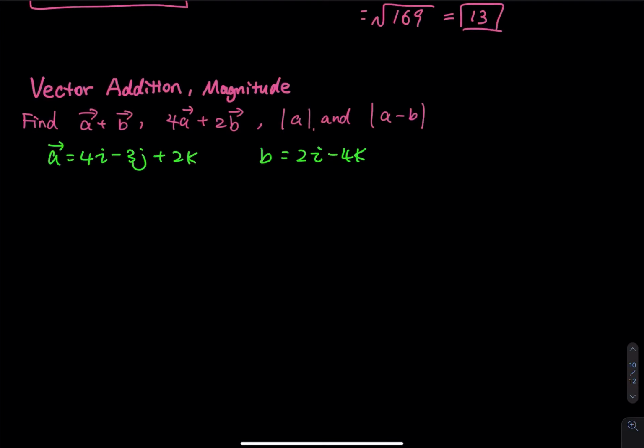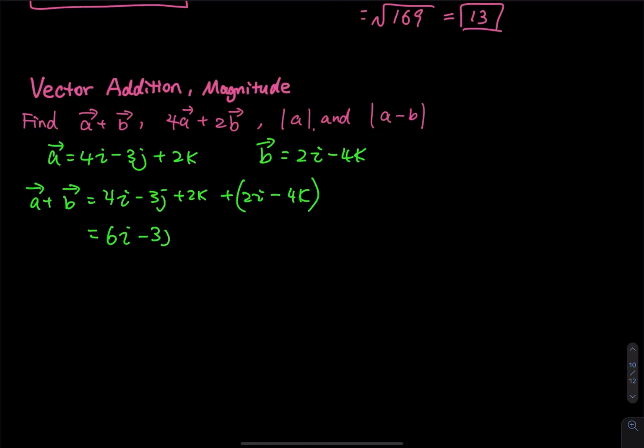So the first one is A plus B. So we have vector A plus vector B. That is 4i minus 3j plus 2k, and then you add 2i minus 4k. Since that is an addition, the parentheses are optional. This works just like combining like terms. You have 4 plus 2 equals 6. -3j does nothing, so it stays as -3. And then 2 minus 4 is equal to -2. And there you go, the job is done.